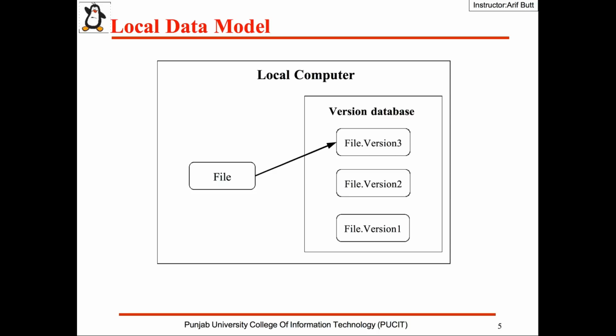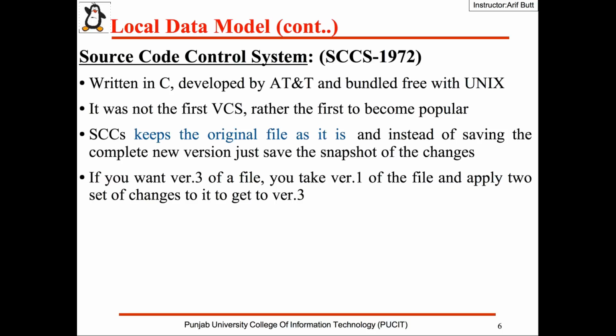Let us see some example versioning tools that use local data model. The first is Source Code Control System. It is written in C, developed by AT&T and bundled free with Unix. It is not the first VCS, rather the first to become popular. The Source Code Control System keeps the original file as it is, and instead of saving the complete new version, just saves the snapshot of the change. And if you want version 3 of a file, you take version 1 of the file and apply the two change sets to get to version 3.